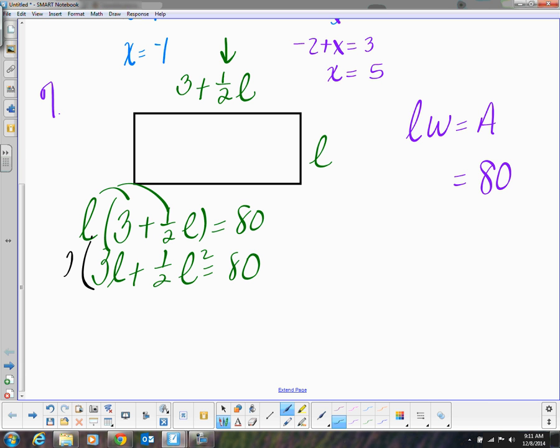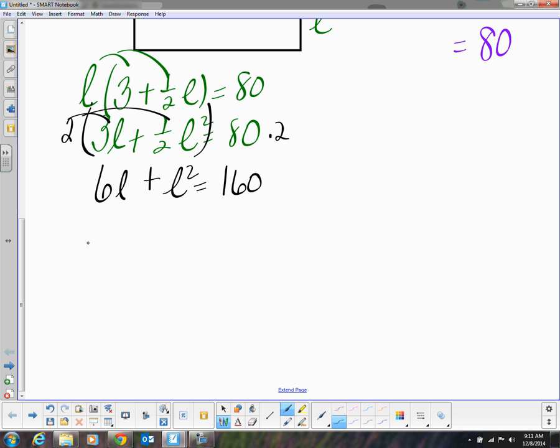Everything, right? This side and that side. So we're going to get 6L plus L squared equals 160. Now, this is a perfect review question for your test tomorrow. Because you have L squared, you have L to the first. Where must 160 be? Right next to the... We have to subtract it and get a 0.